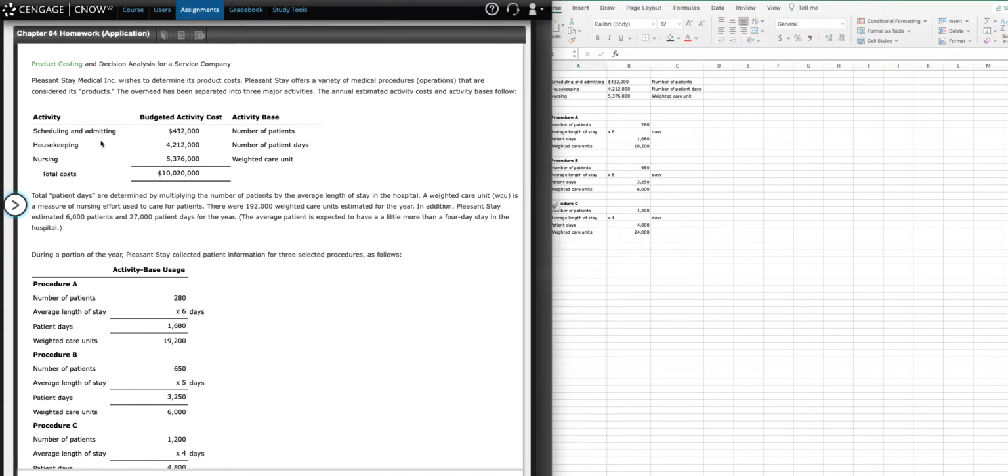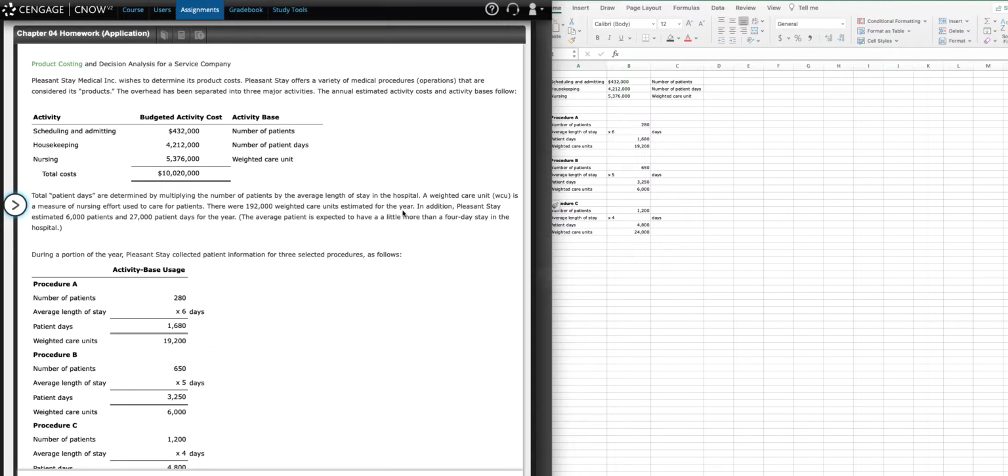And then we have scheduling and admitting, housekeeping, nursing. And the budgeted activity cost is based on the activity base: number of patients, number of patient days, the weighted care unit. Total patient days are determined by multiplying the number of patients by the average length of stay in the hospital. A weighted care unit, WCU, is a measure of nursing effort used to care for patients. There were 192,000 weighted care units estimated for the year.